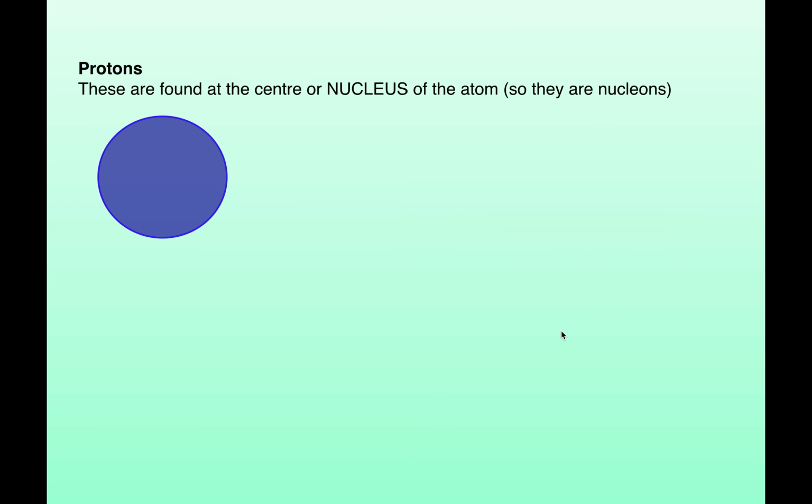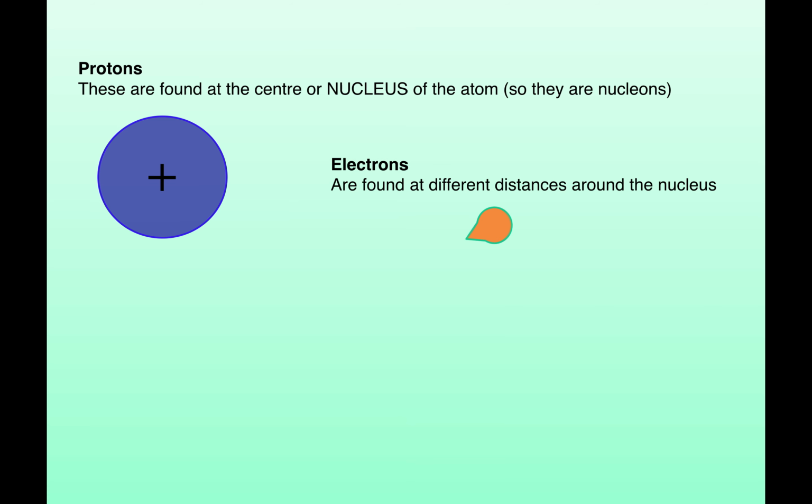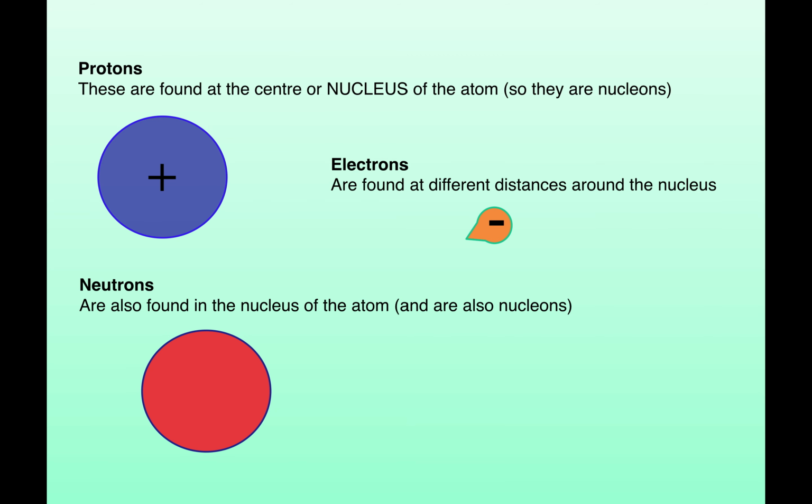Protons, they're found in the nucleus and they are nucleons. Electrons are found around the atom at different distances, around the nucleus. Protons have a positive charge, electrons have a negative charge. Neutrons are found in the nucleus and they are called nucleons. These are the simplest subatomic particles. So if we take an atom, we start breaking it up, these are the first particles that we encounter.